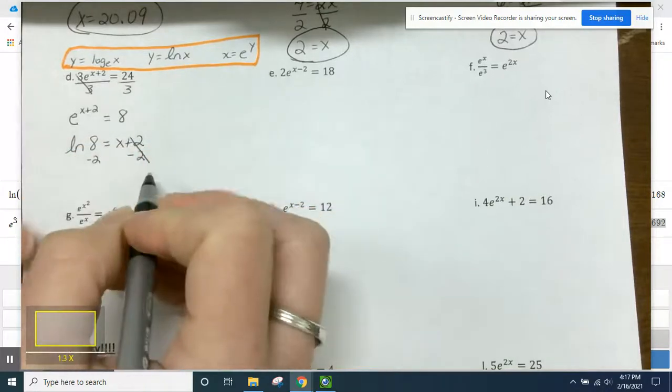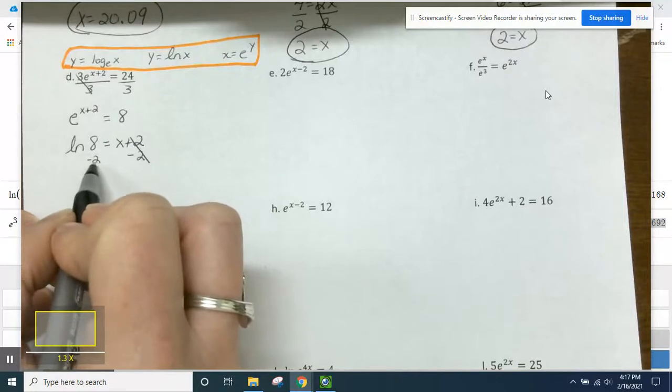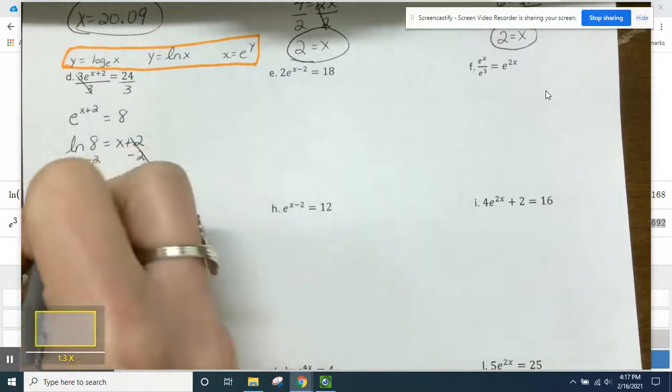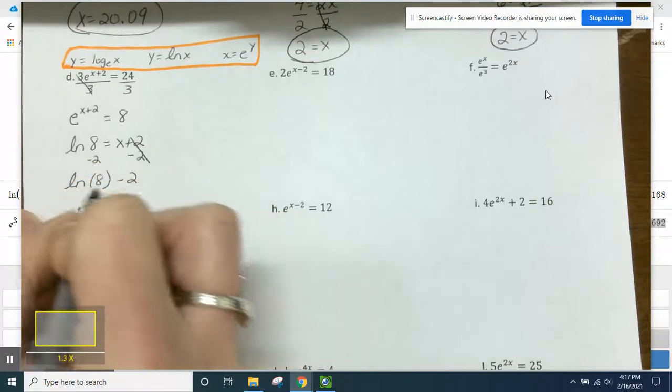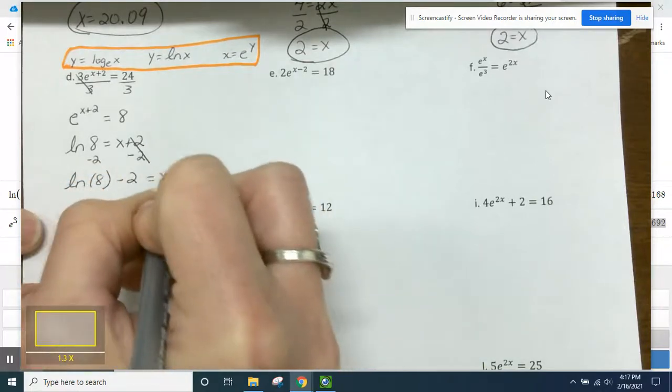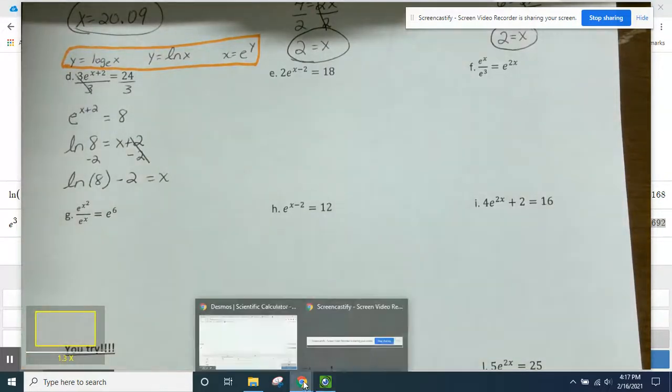Now, I mentioned this in a previous video, but do not try to do 8 minus 2 and make that 6. That does not work that way. This means the natural log of 8 minus 2, once you take the natural log of 8, is equal to x. Okay, so let's go to Desmos and type this in and see what we get.